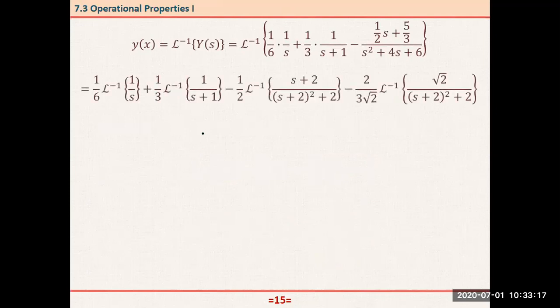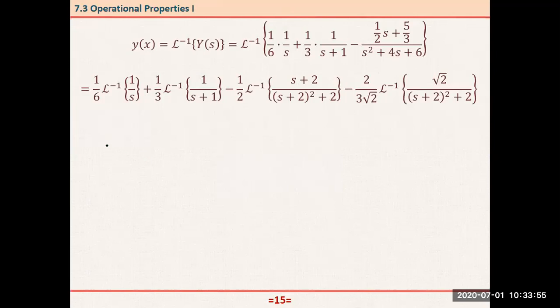Okay. Here we have the first thing, 1 over 6 is constant. Take this out, 1 over s, right? And 1 over 3 is a constant also, 1 over s plus 1. And here, 1 over 2, take this out, s plus 2, right? And also, if you remember, this one is 5 over 3. I can write it as 1 plus 2 over 3, right? That's why here we have 2 over 3. And I multiplied it by negative square root of 2, square root of 2. And you're familiar with the rest, right?